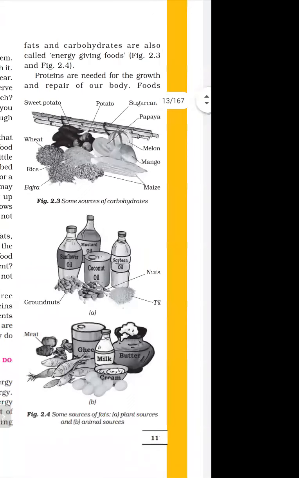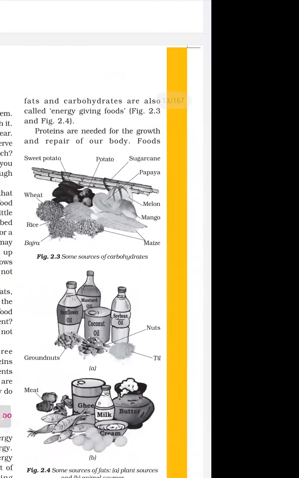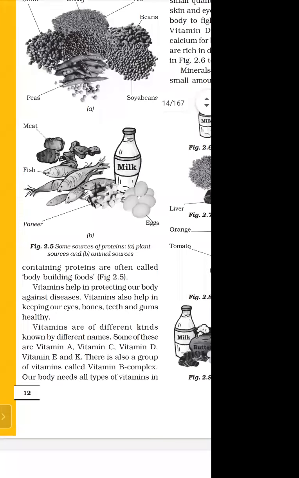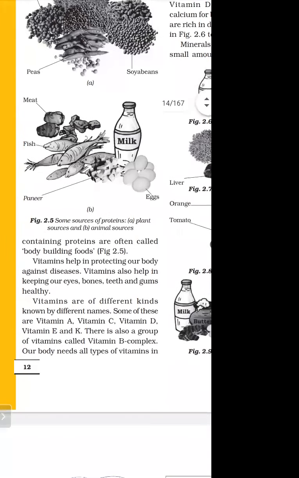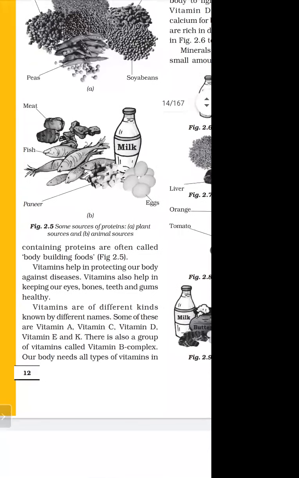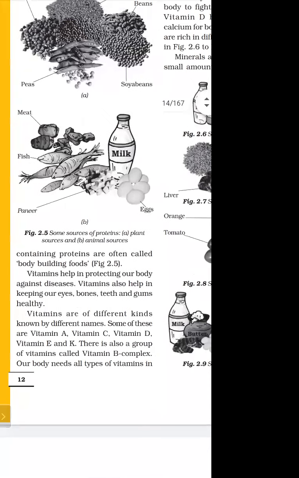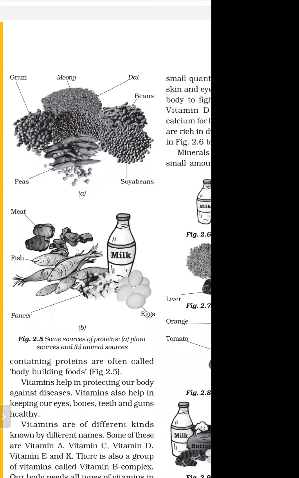And these are the sources of protein: gram, moong, dal, beans, soya bean, peas. These are the plant products from which we can obtain protein. And next, meat, fish, paneer, eggs. These are the animal products from which we can obtain protein. These are the sources of protein.